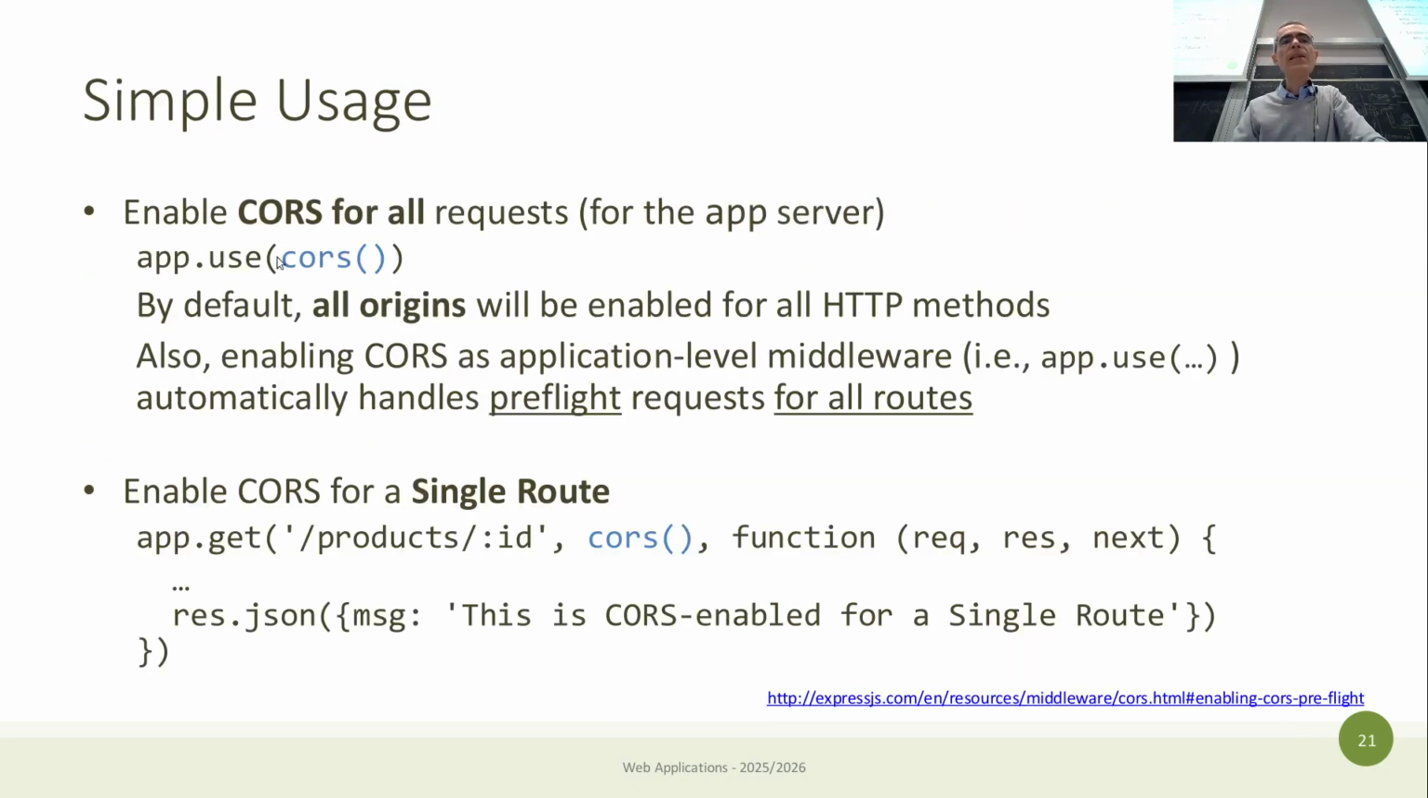The nice thing is that if you use cors at the app level, it automatically handles all pre-flight requests for all routes. So again, pre-flight requests are handled by the browser automatically on the client, and also by the server: the response to this pre-flight request is handled automatically by the package. That's good, and that's what is recommended here.